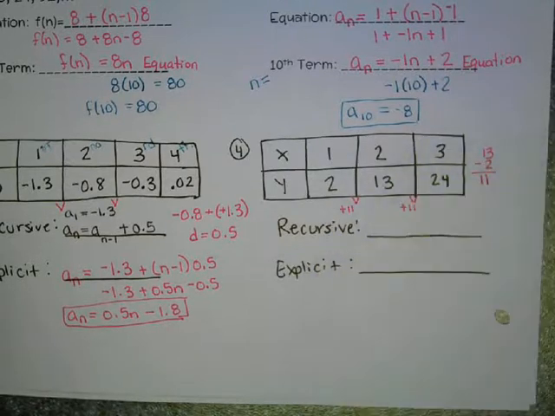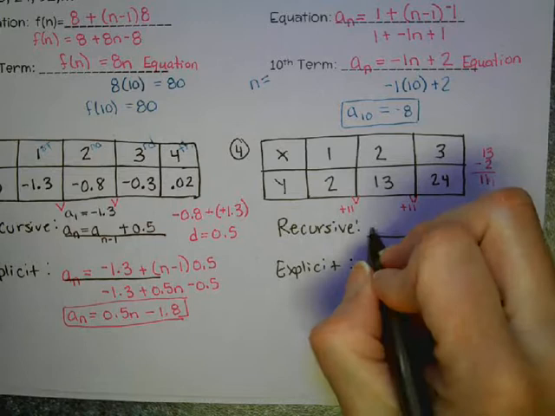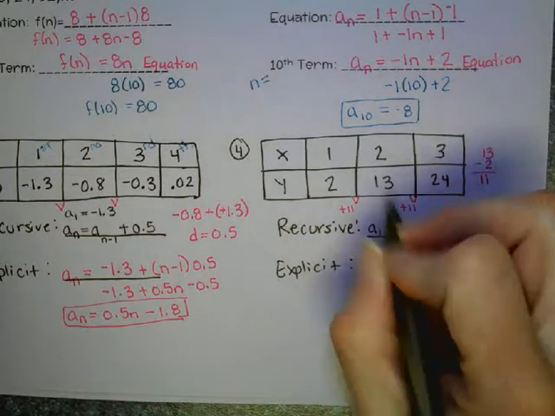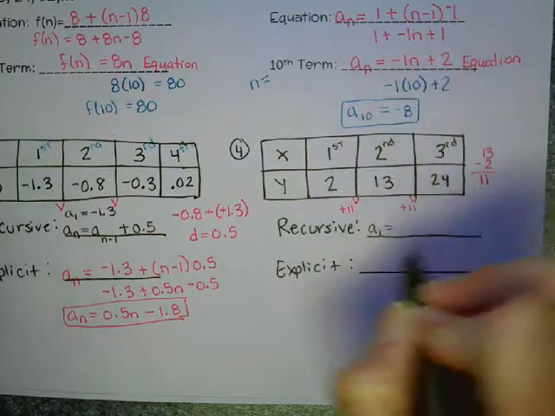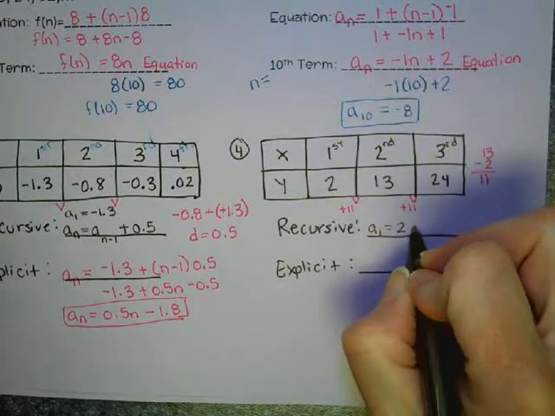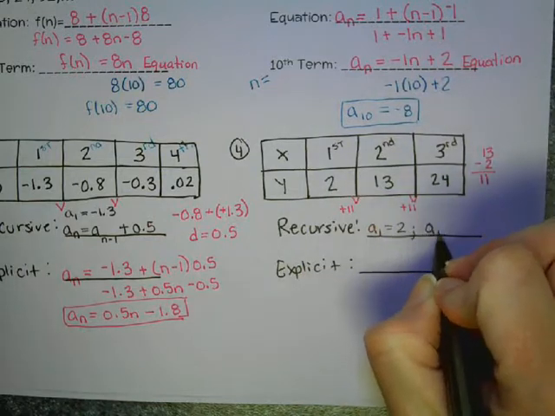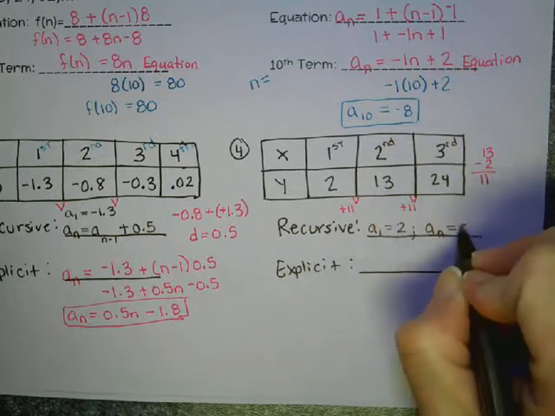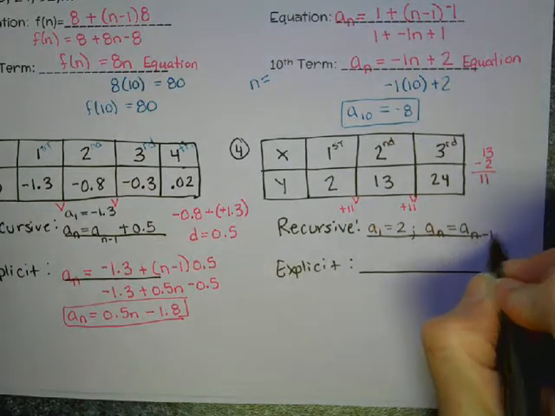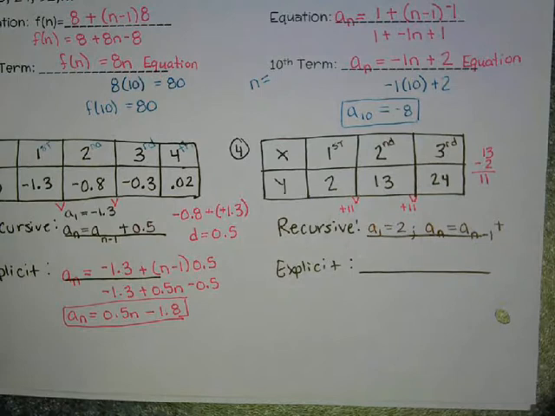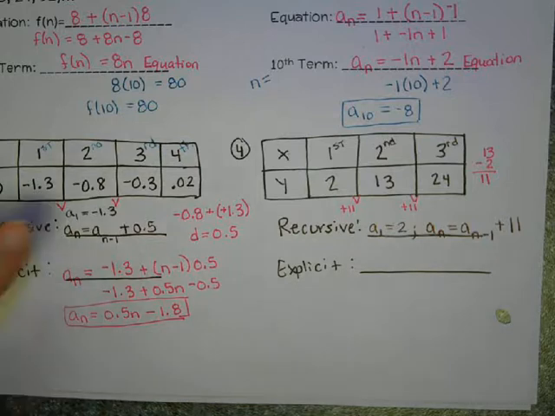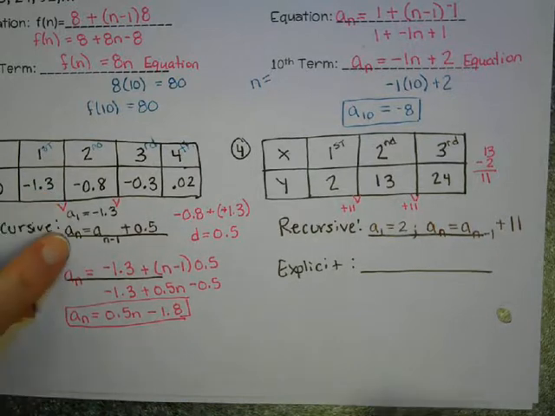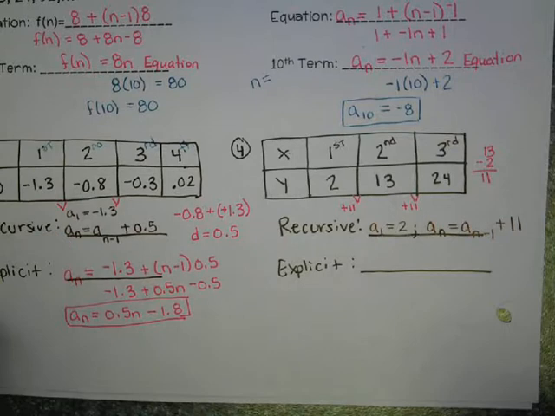So the first term, A1, remember this is first, second, third. Our first term was 2. And then you do A with a little n minus 1, and then plus whatever the difference is. This difference we said was 11. That's what the recursive looks like. Instead of writing on two lines like I did here, I just put a semicolon between the two, just so I can fit it all in one line. Sometimes I do it both ways.